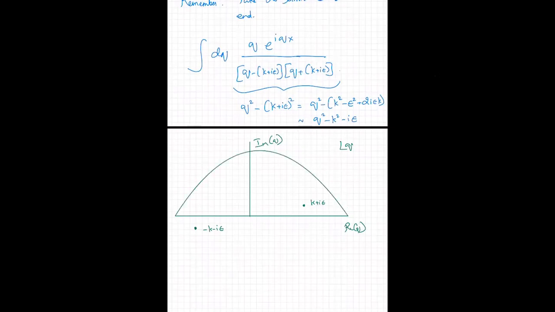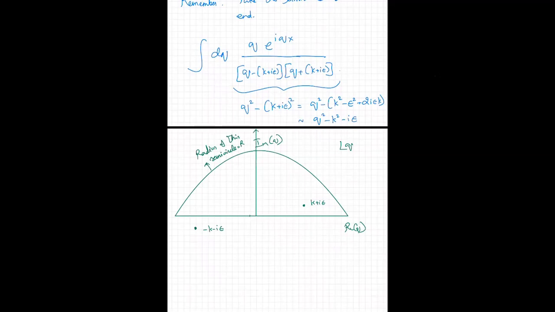I'll call the radius of this semicircle R, which is a very, very large value. So I'll take R to infinity. Now, why should I close it at the top half and not the bottom half? Can anybody answer? Why can't I close the integration from the bottom half?